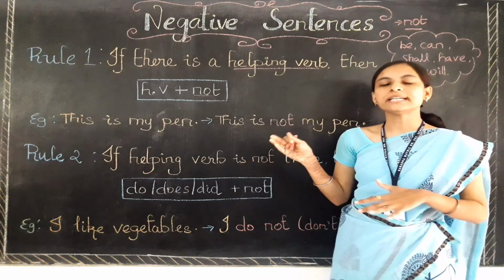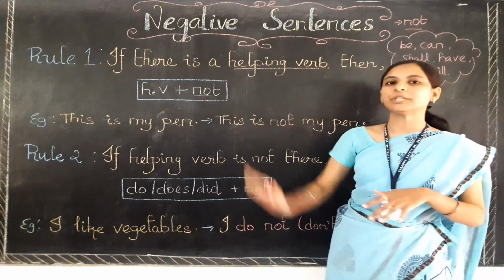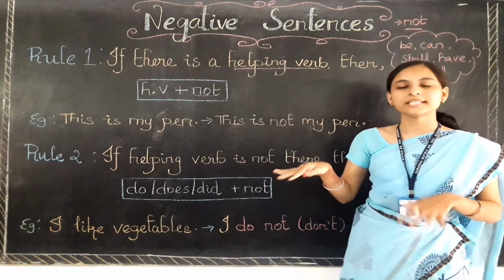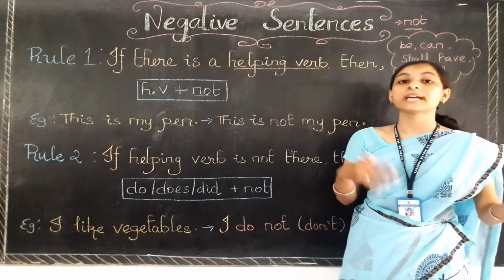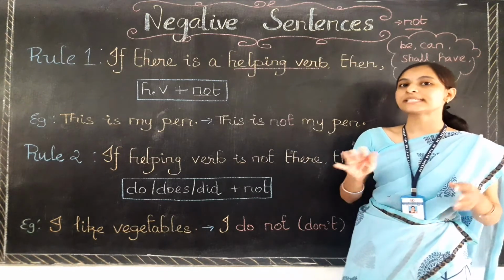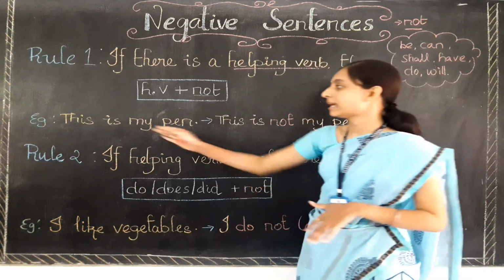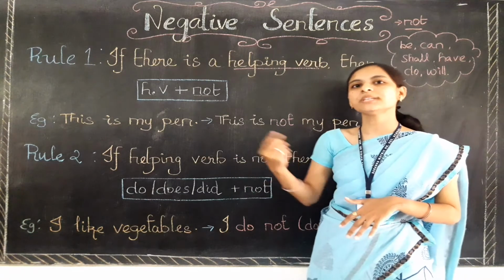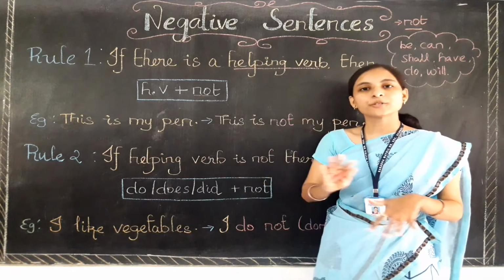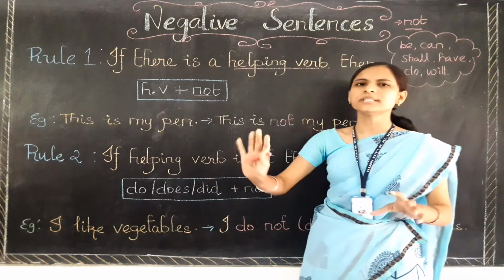Okay. In a sentence, if you find a helping verb, next to the helping verb you need to add not. If you add not to the sentence, what does it become? Yes, it becomes a negative sentence. Let's learn with the example. See, this is my pen. I am telling you this is my pen. It is a positive sentence only. It doesn't talk about any negative thing. It just talks about this is my pen.